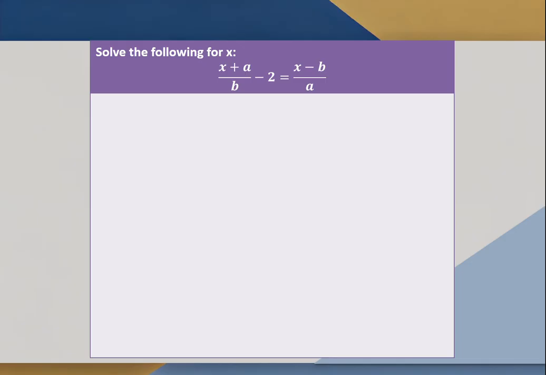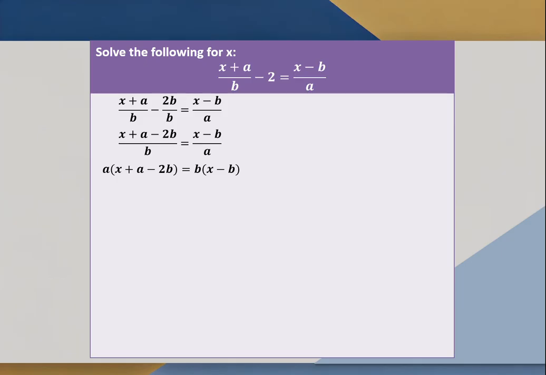Let's look at the next question. So the next question we've got is x plus a over b take away 2 is equal to x minus b over a. So the first thing I've done is made the 2 into a fraction. We want it to be over b. So that means 2b over b is the same as 2. This allows me to go into the next step. The next step is I can make it one fraction by saying it's take away 2b. This gives me the option of getting rid of my fractions by timesing both sides by b and both sides by a.